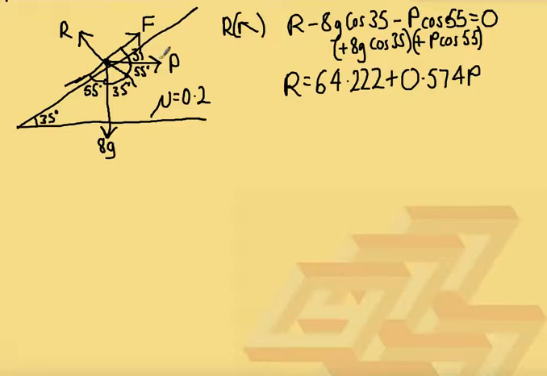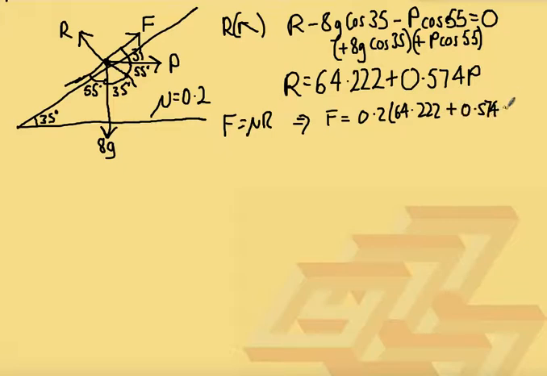So what I'm going to do instead is I'm going to find my friction using mu. So I know F equals mu R, and so I can say that F is equal to 0.2 times 64.222 plus 0.574p. And so when I work through that, I get that my friction is equal to 12.844. So I'm just expanding the bracket. I've multiplied 0.2 times 64.222, and then 0.2 times 0.574 gives me 0.115p.